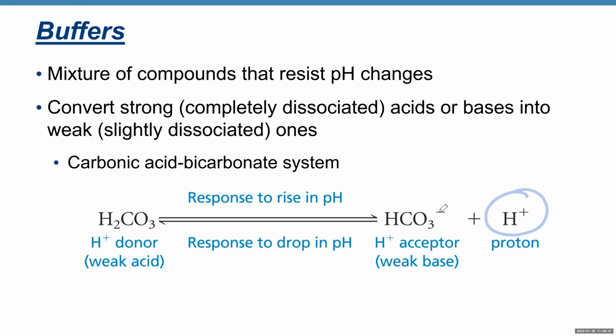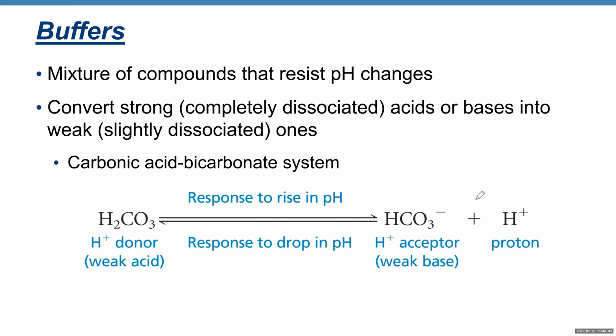That means, if it were a strong acid and you put the strong acid in a solution, you would not have acid anymore. You would only have bicarbonate and protons. But because it's a weak acid, you will have all these three compounds. You will have acid, bicarbonate, and hydrogen in your blood plasma.